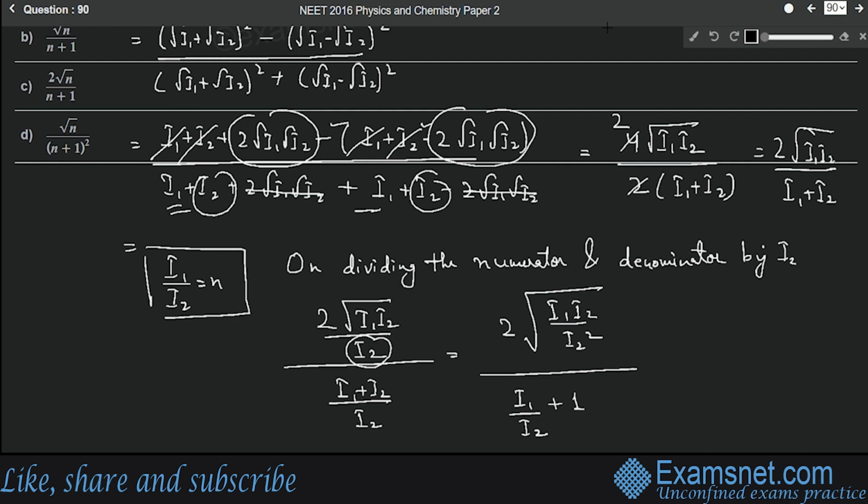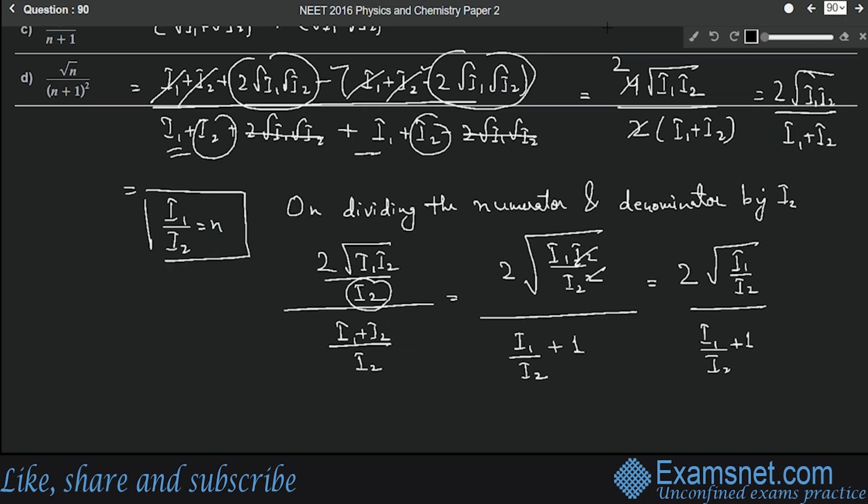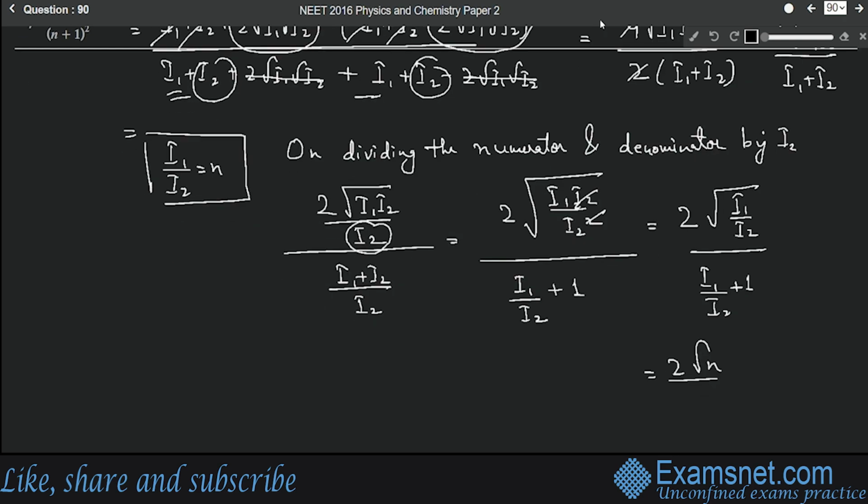On the numerator side, we get 2, and here this I2 will cancel out the square, and what will be left? Root I1 by I2. And on this side we have I1 by I2 plus 1. Now we know that I1 by I2 is equal to n. So we can write it as 2 root n upon n plus 1. Right, so this will be the desired result: 2 root n upon n plus 1.